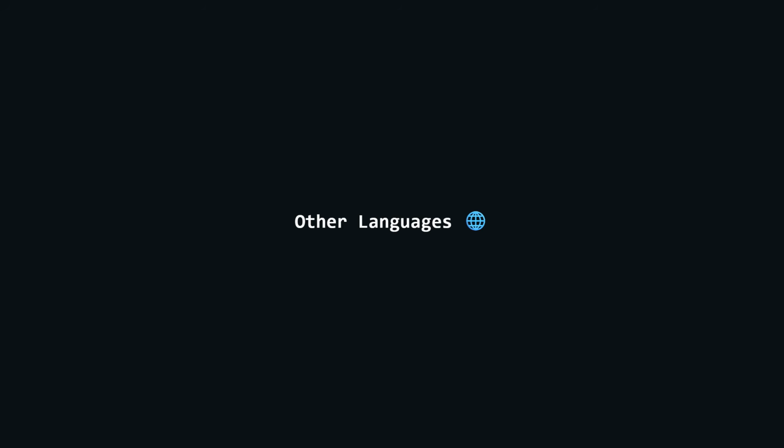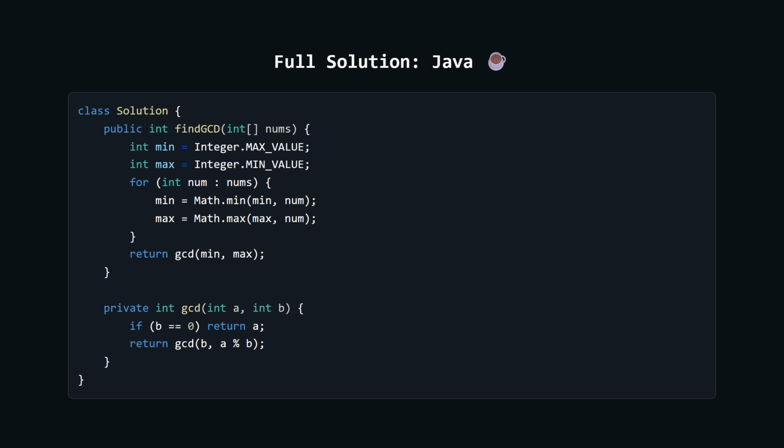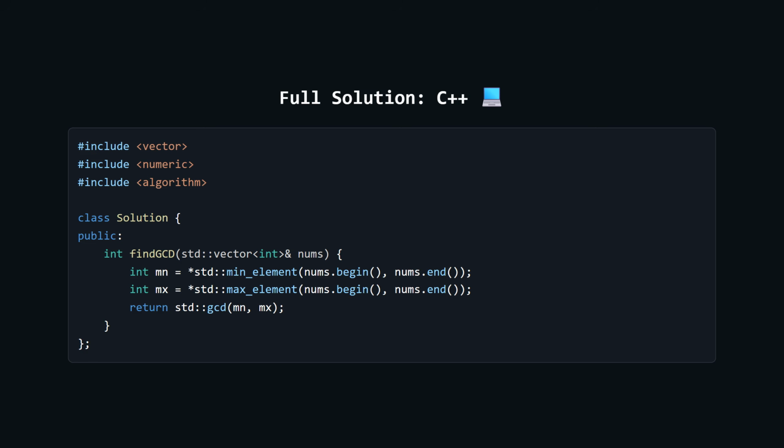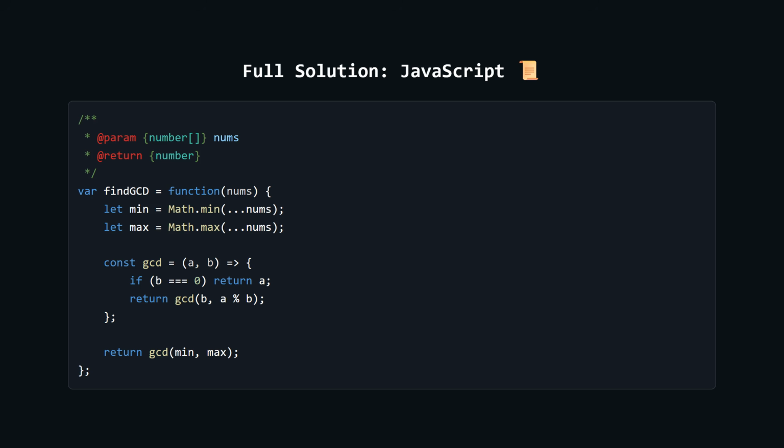As promised, let's take a quick look at how to write this in a few other popular languages. Here is the Java version. Java doesn't have a simple built-in integer GCD function, so we quickly implement the Euclidean algorithm ourselves as a small helper function. Here is the C++ solution. C++ is great here, because the numeric library actually does include a built-in GCD function we can use. And finally, here is the JavaScript version. Similar to Java, we just write a quick arrow function to handle the GCD math.